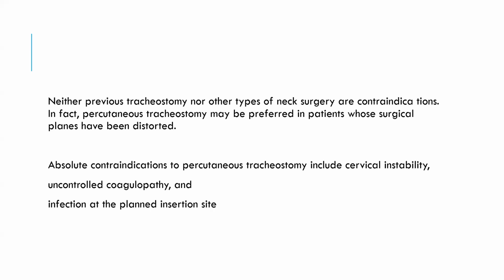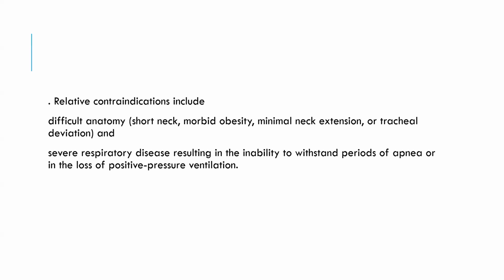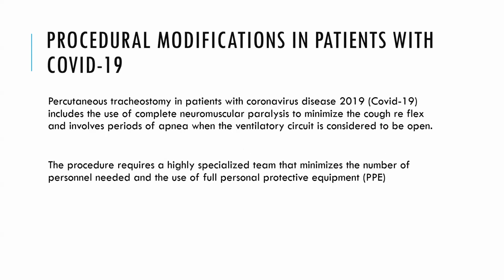Neither previous tracheostomy nor other types of neck surgery are contraindications. In fact, percutaneous tracheostomy may be preferred in patients whose surgical planes have been distorted. Absolute contraindications to percutaneous tracheostomy include cervical instability, uncontrolled coagulopathy, and infection at the planned insertion site. Relative contraindications include difficult anatomy like short airway, morbid obesity, minimal neck extension or tracheal deviation, and severe respiratory disease resulting in the inability to withstand periods of apnea or loss of positive pressure ventilation.